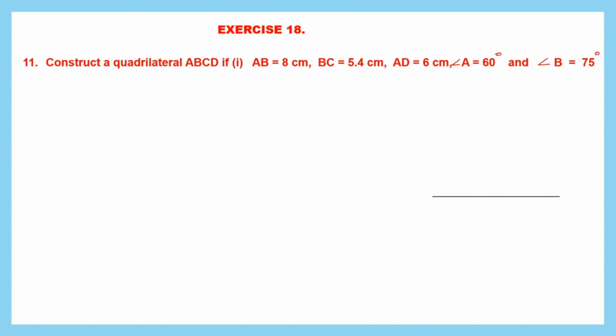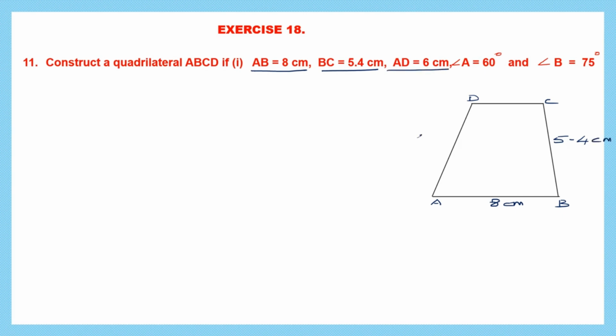So we have AB here. First, let's draw all four sides of a quadrilateral. So AB, then we have BC, then we have CD, and this will be D, and then DA. Let's join it. Okay, so this is a quadrilateral. Let's write down the measurements. AB is 8 centimeters. BC is 5.4 centimeters. AD is 6 centimeters, that is here AD is 6 centimeters. Angle A is 60 degrees and angle B is 75 degrees.